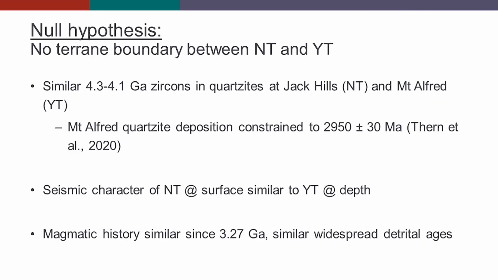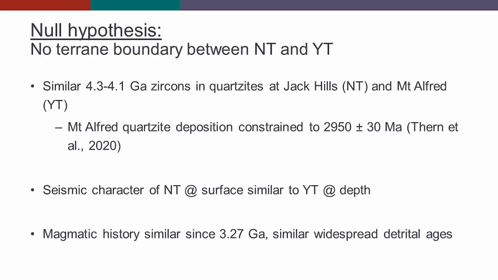So really the null hypothesis now for me is that there is no terrane boundary. Yes, there is a domain boundary, but how we think about that needs to evolve from here. I'm very, very much open to many hypotheses of what the differences between these terranes are, but we have some very significant commonality across the terrane boundary.